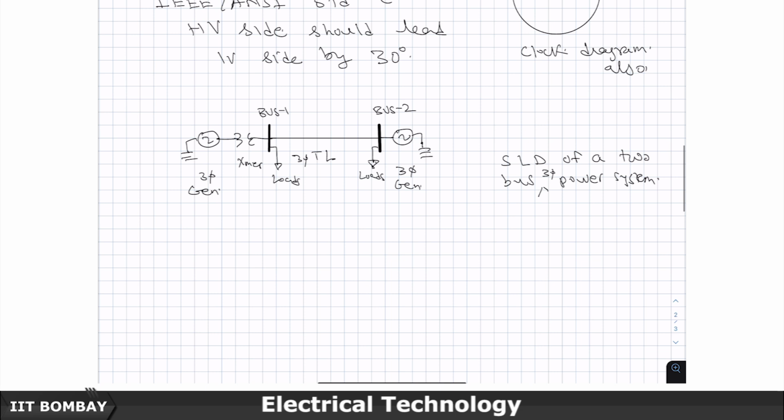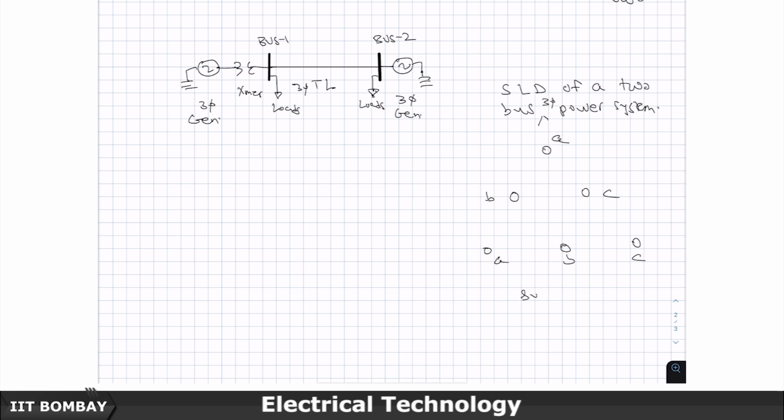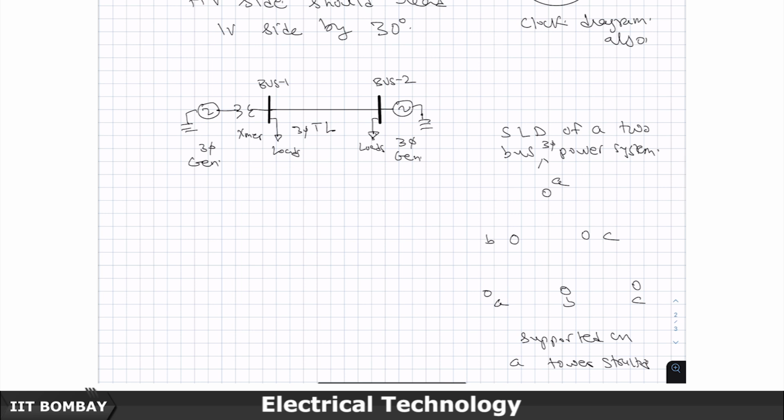Because it is a 3-phase transmission line, and you must have seen 3-phase towers, there will be 3 conductors A, B and C, or they could be in a horizontal arrangement A, B, C, supported on a tower. In the diagram it is just shown as one line. Similarly, this is a 3-phase generator, meaning it has 3 voltage phases VA, VB, VC, all of equal magnitude, shifted by 120 degrees, that is the way they generate balanced voltages.